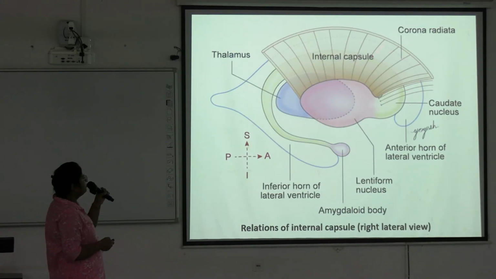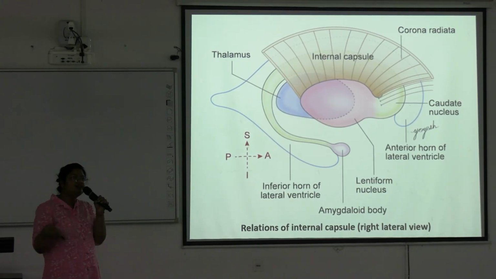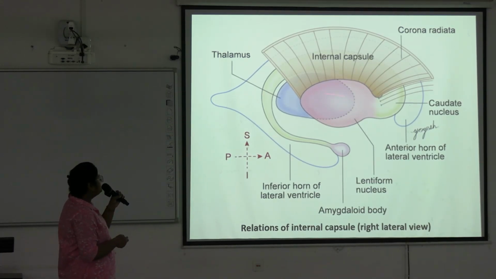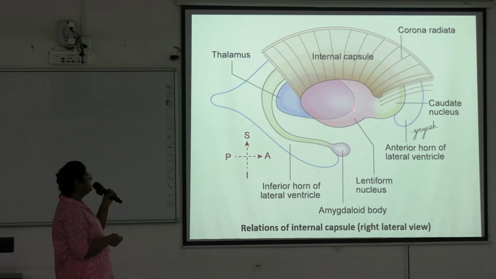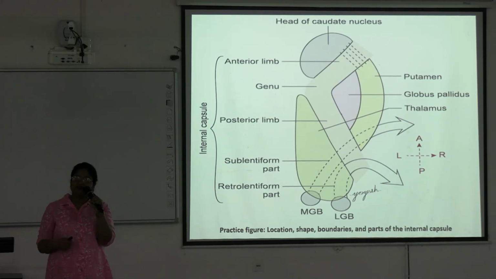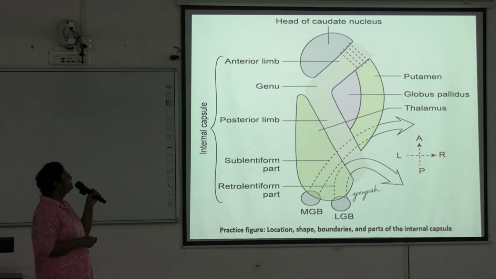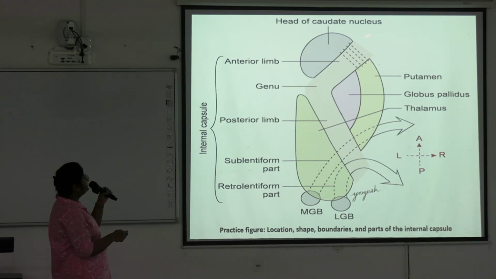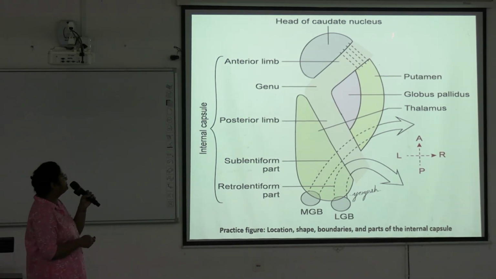See, this is the corona radiata fanning out. The internal capsule fans out superiorly to form the corona radiata and goes to different areas of the brain. The internal capsule lies between the lentiform nucleus laterally and the thalamus and caudate nucleus medially. See this diagram and practice it. This is one schematic diagram of the internal capsule, a very important diagram. The different parts have been shown here.